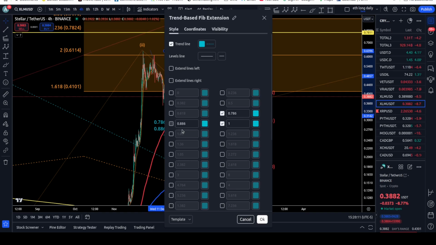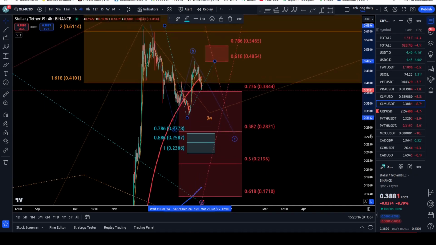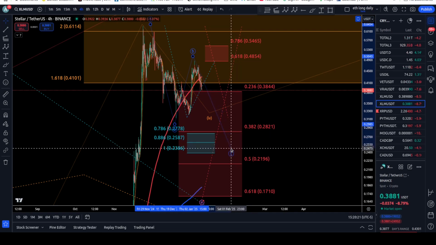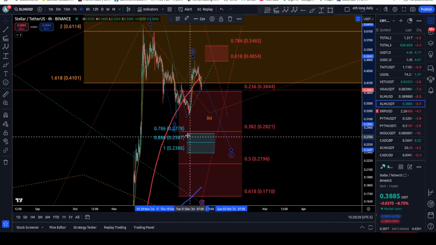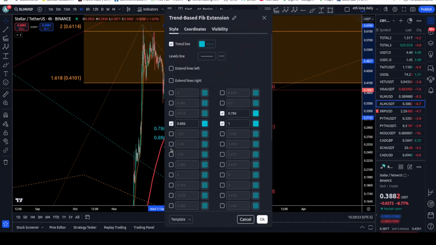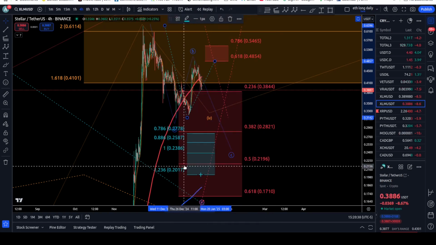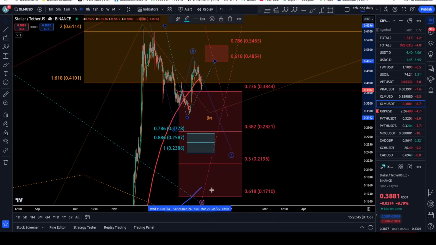0.618 already reached. So ideally, the next three levels could be the C wave final destination. Ideally, we're looking for 23 cents 86, but any of these levels are good to go. Actually, let me put the 1.236 just to see. I was expecting maybe it would bounce on the 0.5 fib retracement. I want to remove it now.